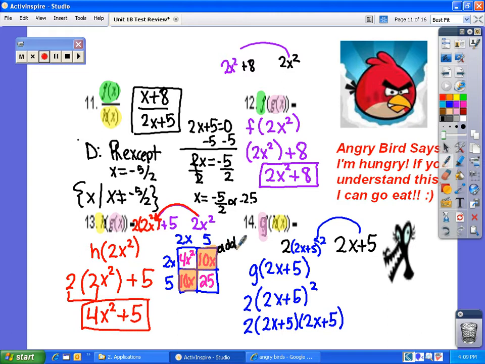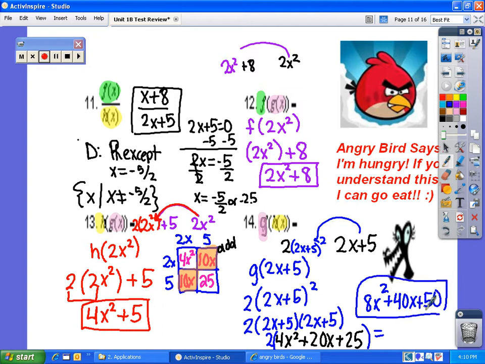So my final answer will be 4x squared plus 20x plus 25. Now don't forget, you had a 2 in the front of all that. So your final answer would be 8x squared plus 40x plus 50. And I got that because I multiplied everything by 2.